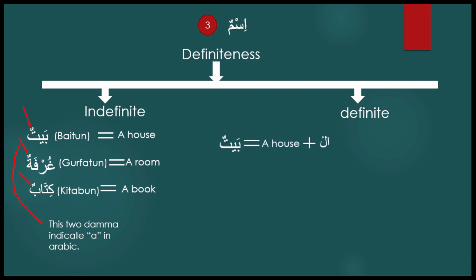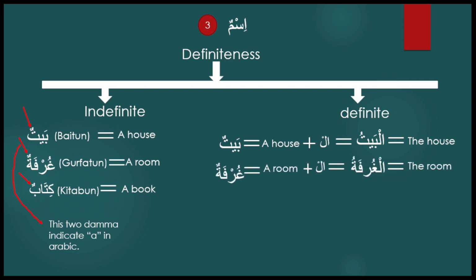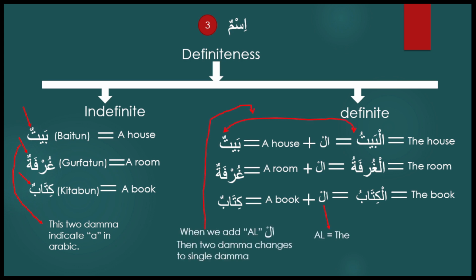Now if we put al before this indefinite noun, the noun will be definite. Baitun will be al baitu, the house. Ghurfatun will be al ghurfatu, the room. Kitabun will be al kitabu, the book. If we notice, this al is changing the double dhamma to a single dhamma, and the word becomes definite. This is very simple, nothing complicated in this area of definite and indefinite.